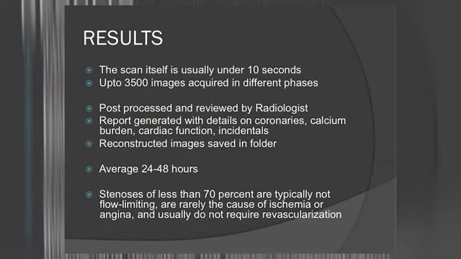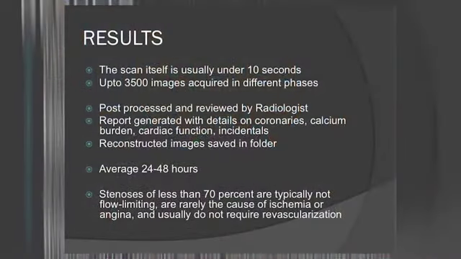It's in different phases, in different parts of the heart cycle. The whole data set is post-processed, and I'll show you some images read by radiologists who are trained and certified to read this. And we generate a report which talks about not just the coronary arteries, but also about other incidental findings. We also save the images for the cardiologist or any referring physician to review. I would say on an average, it would take 24 to 48 hours for a report to be generated.